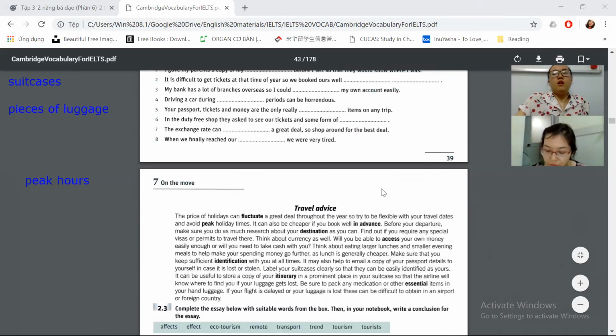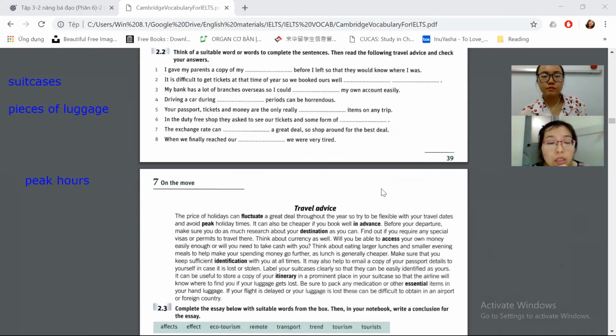Number 5. Your passport, ticket, and money are the only really necessary. Necessary. Really close. Maybe you will find another word, but necessary. Phải có. Yes, necessary. Or you can find another word which is very close to necessary: important. Close. You will find that word later. No worries. But the meaning is correct.